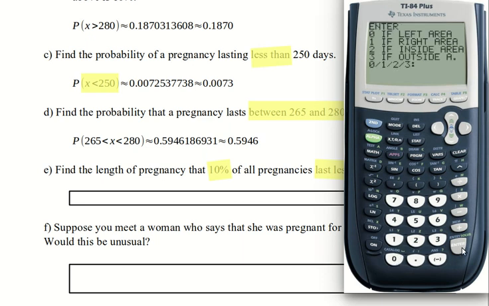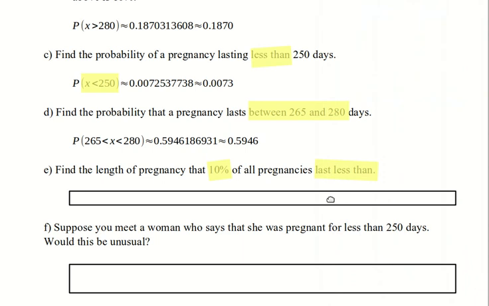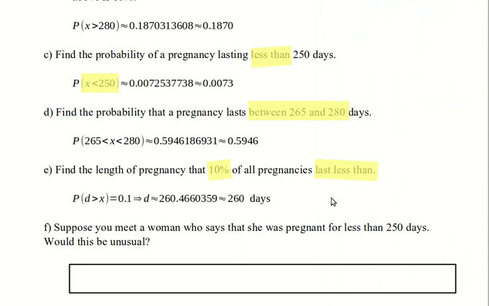And we're interested in that 0.1 being to the left. So a 0 is to the left for less than. And it looks like that boundary is at 260 days. So let's see how to write that. We're interested in finding a boundary D such that the probability that x is less than that boundary D is 10%. And we've determined that that is approximately 260 days.